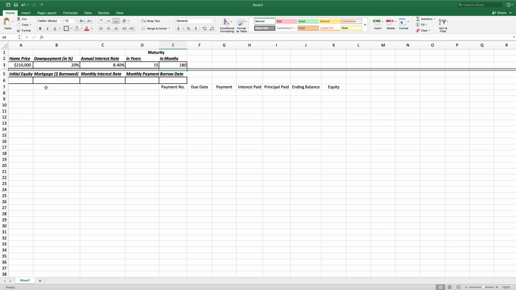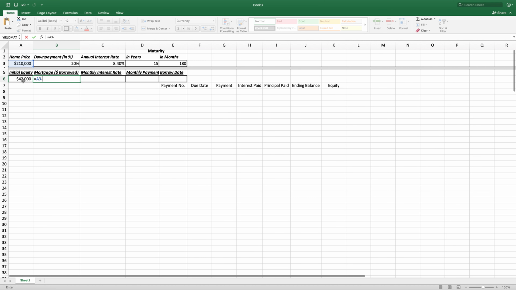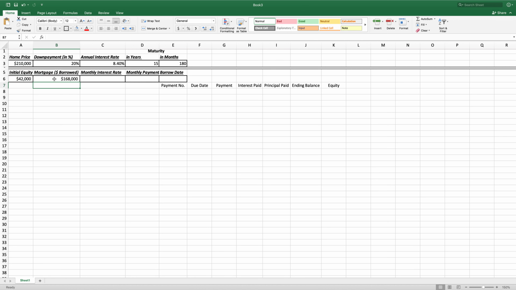Now, the initial equity, as we already saw in the previous video, is 20% of the home price, right? And that was 42,000. And then the mortgage, the amount borrowed for the home, is just whatever is left, the other 80%. So we can just subtract the initial equity from the price and get it that way.